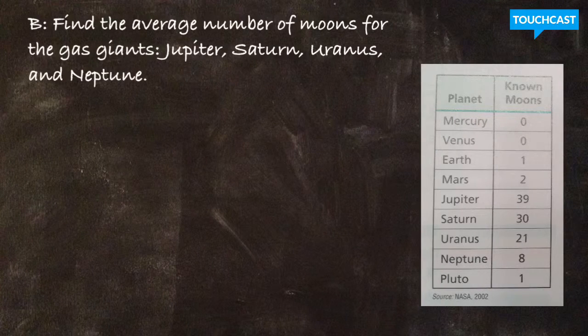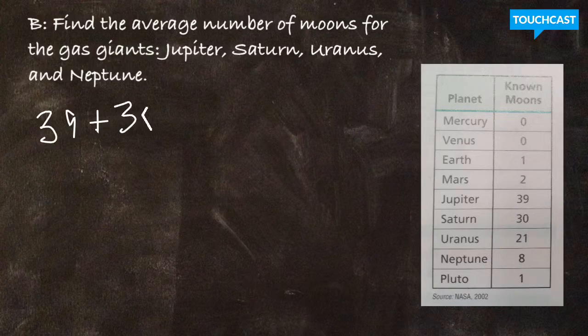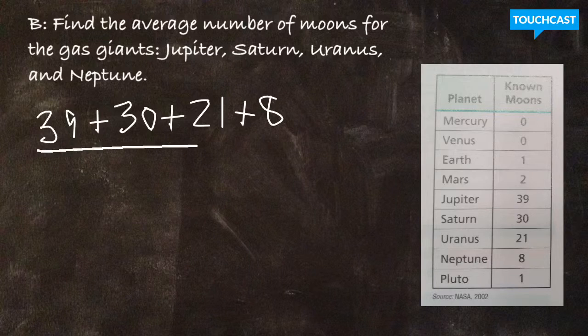Example 2b is asking us to find the average number of moons for the gas giants, which are Jupiter, Saturn, Uranus, and Neptune. Now, Jupiter has 39 moons, Saturn has 30, Uranus has 21, and Neptune has 8. So we're going to go 39 plus 30 plus 21 plus 8, and divide that by 4.